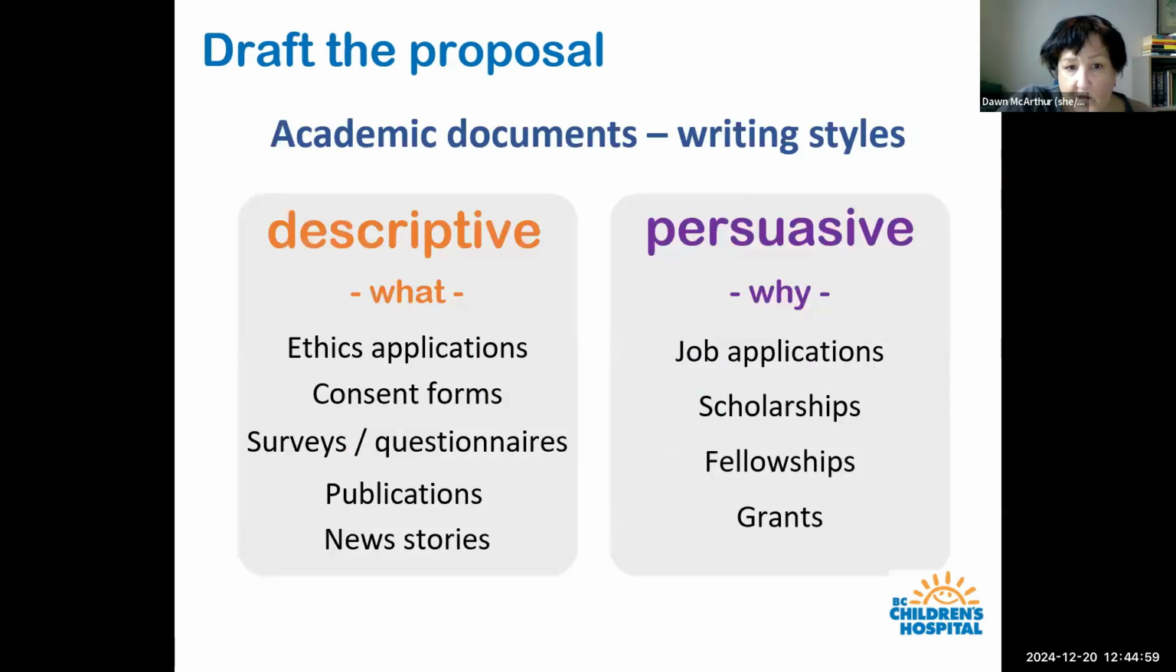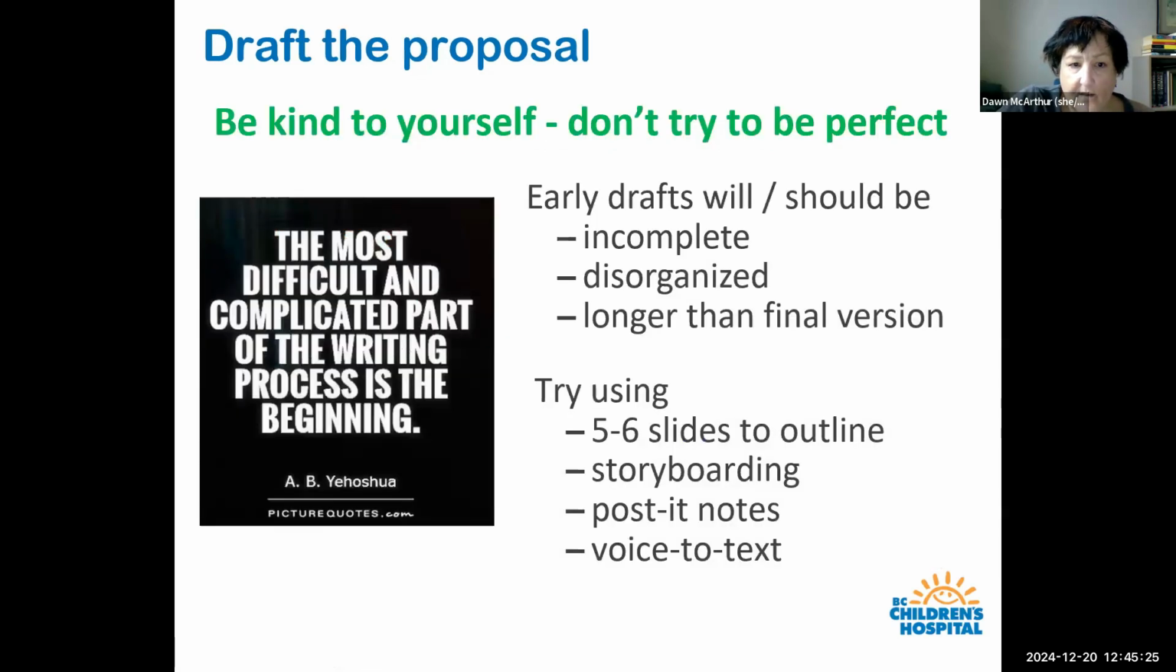This is a description of what you're doing in academics, writing styles descriptive on ethics applications, consent forms, questionnaires, publications, news stories. The only place we're really persuasive is job applications, scholarships, fellowships, and grants, unless you're a lawyer, and that's a whole different ballgame. So the way that you write for these types of things is different from the way you write for these types of things, and language you choose and things. And we could do an entire workshop just on persuasive language.